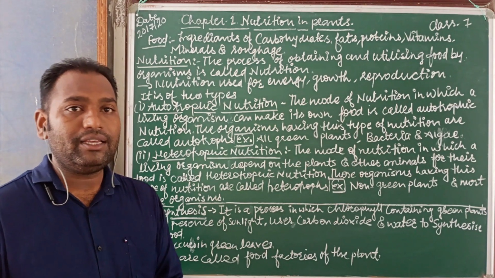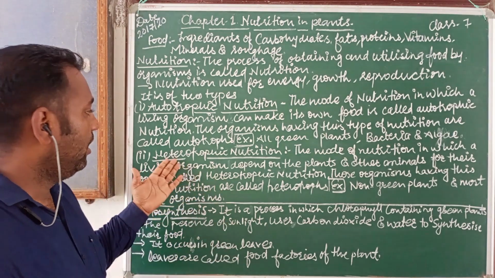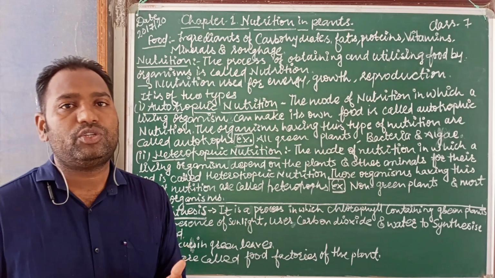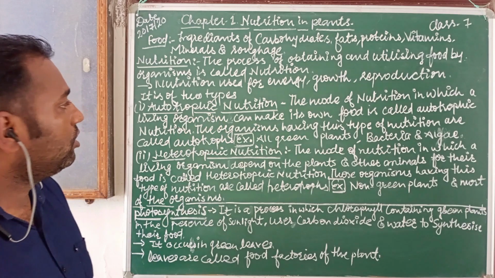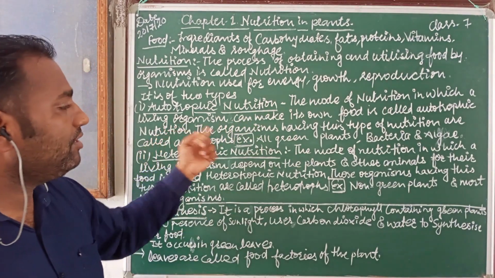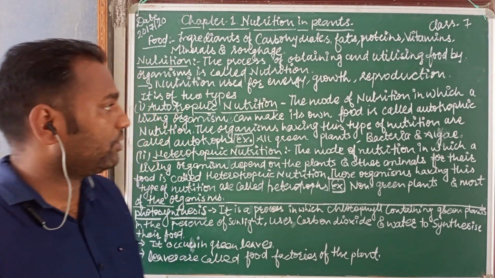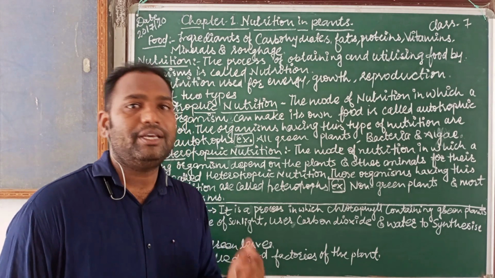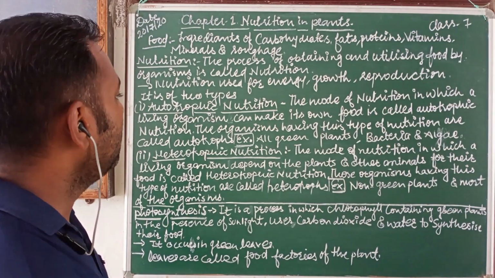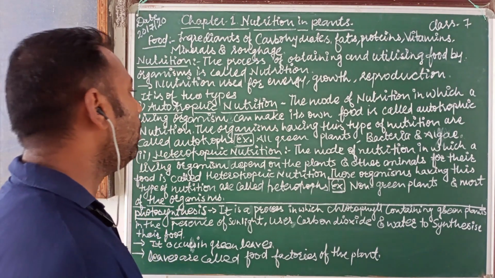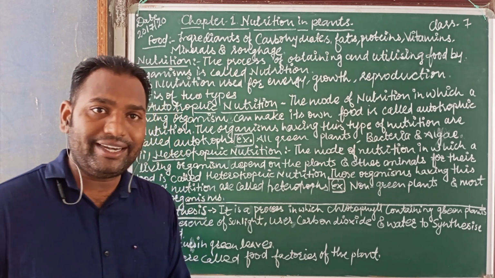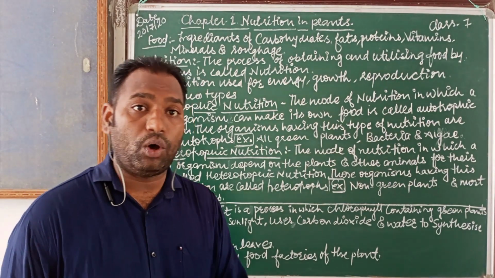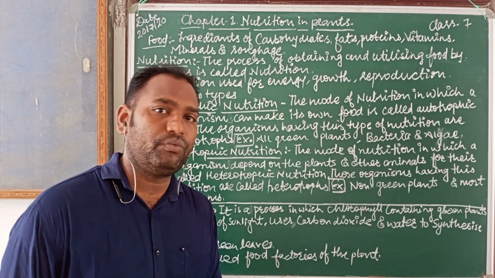If we depend on food from others, we call it heterotrophic nutrition. And if we make our own food, synthesizing or preparing it for ourselves, that is autotrophic nutrition. The organisms having this type of nutrition are called autotrophs. So autotrophs are the organisms which synthesize their own food.